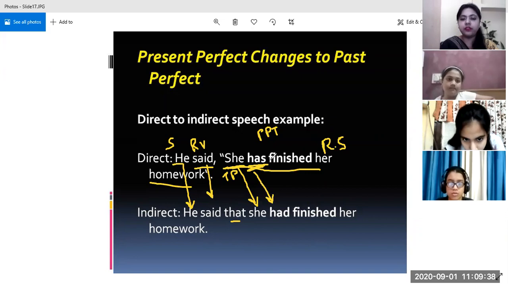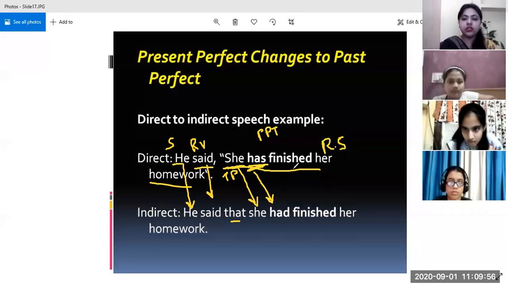Then when we write a perfect tense, whether it is present or past, what is the striking feature of that tense sentence? Perfect means the verb should be placed in its third form. So finished is the third form of the verb finish. Whether it is present or past, the verb will be in third form only. No change in the verb. Where do we have to make the changes? Just in this has or have part. And her homework will remain as it is.